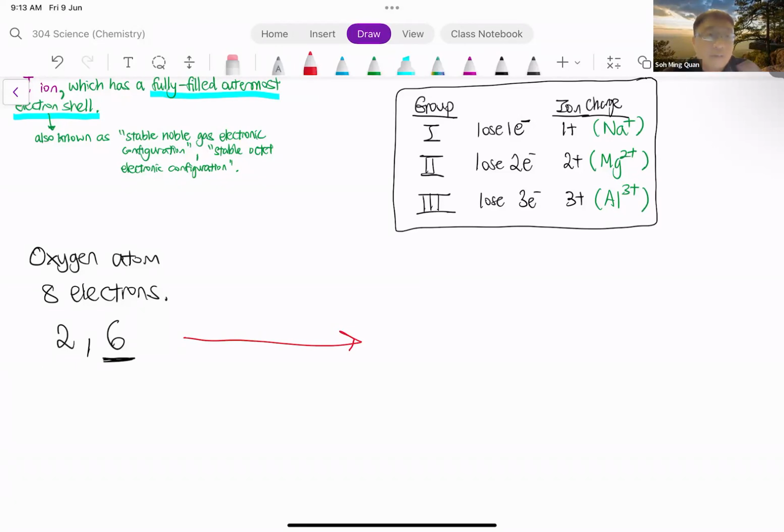So what will oxygen atoms do? Will they just lose 6 valence electrons? Or is there an alternative? Of course, there is an alternative, right? The whole idea is I must achieve a fully filled outermost electron shell. So if that is the case, I just need to make it to 8 electrons. Currently, I have 6 electrons already in the outer shell. So how many more electrons do I need to gain such that it achieves 8 electrons? From 6 to 8, I will gain 2 valence electrons.